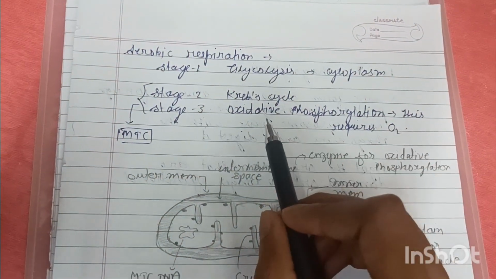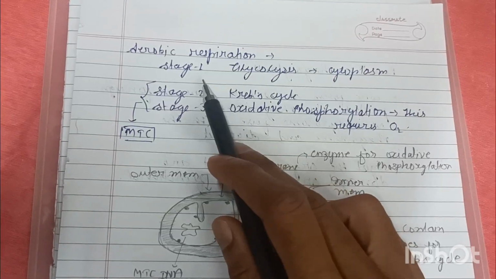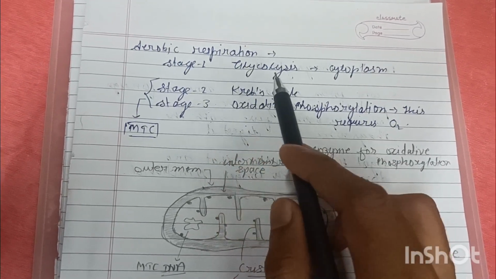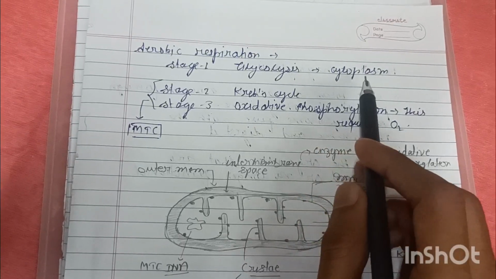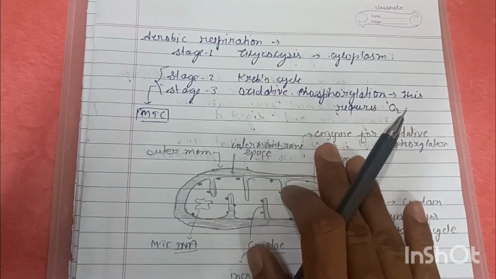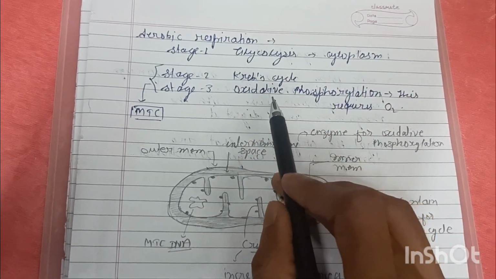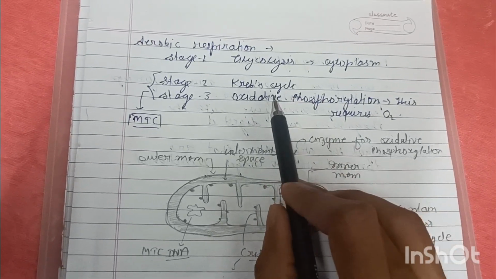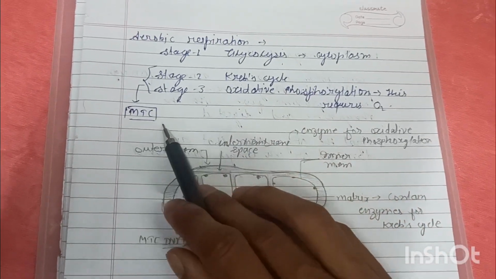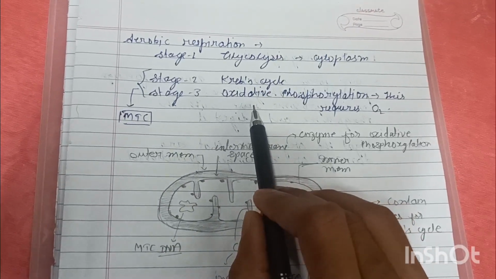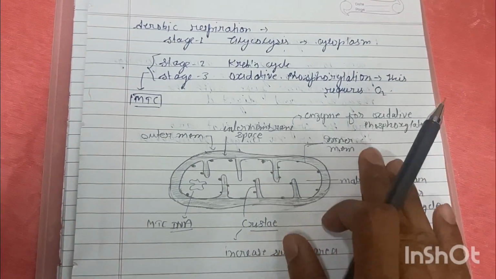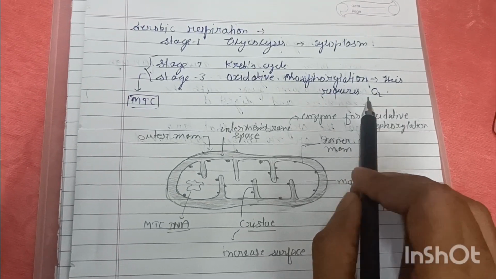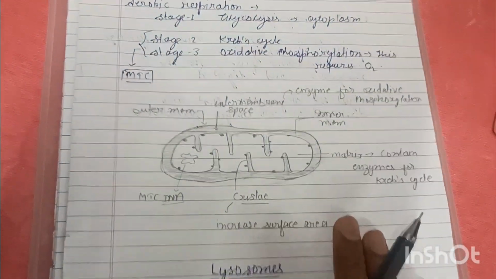Here is a brief description of aerobic respiration. There are three stages, among which the first stage is known as glycolysis, which occurs in the cytoplasm, and the remaining two are Krebs cycle and oxidative phosphorylation. These two stages occur in mitochondria, and in the third stage, which is oxidative phosphorylation, oxygen is actually required, so that's why it is known as aerobic respiration.